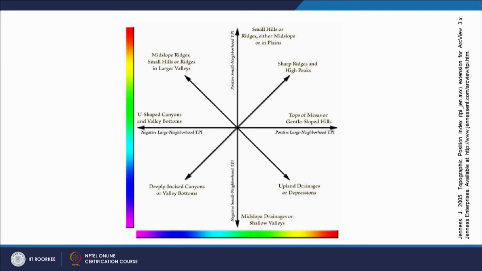Similarly, for the other 2 directions, when we go towards the top or north, a positive small neighborhood TPI is classified as small hills, ridges, mid tops or plains. Opposite to this, a negative small neighborhood TPI is mid slope drainage or shallow type. And if we take the example in the middle, at the 45-degree angle, there are upland drainages or depressions, and here is the mid slope, small hills or ridges. So based on the TPI values and scales, or combining both, we can classify our landforms.